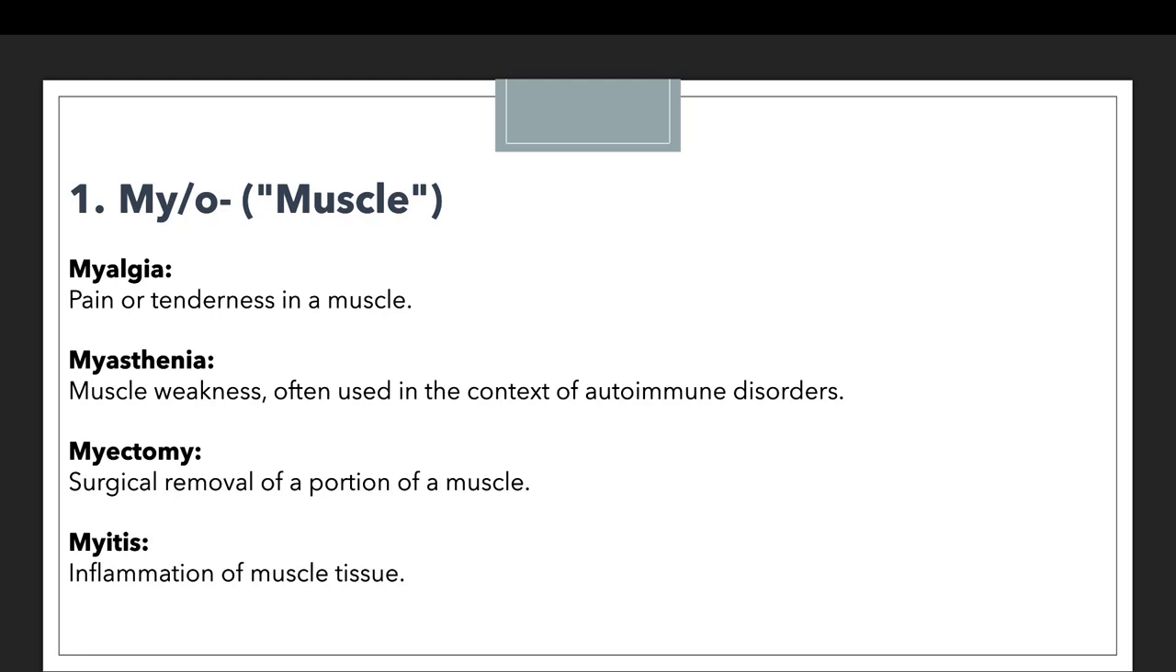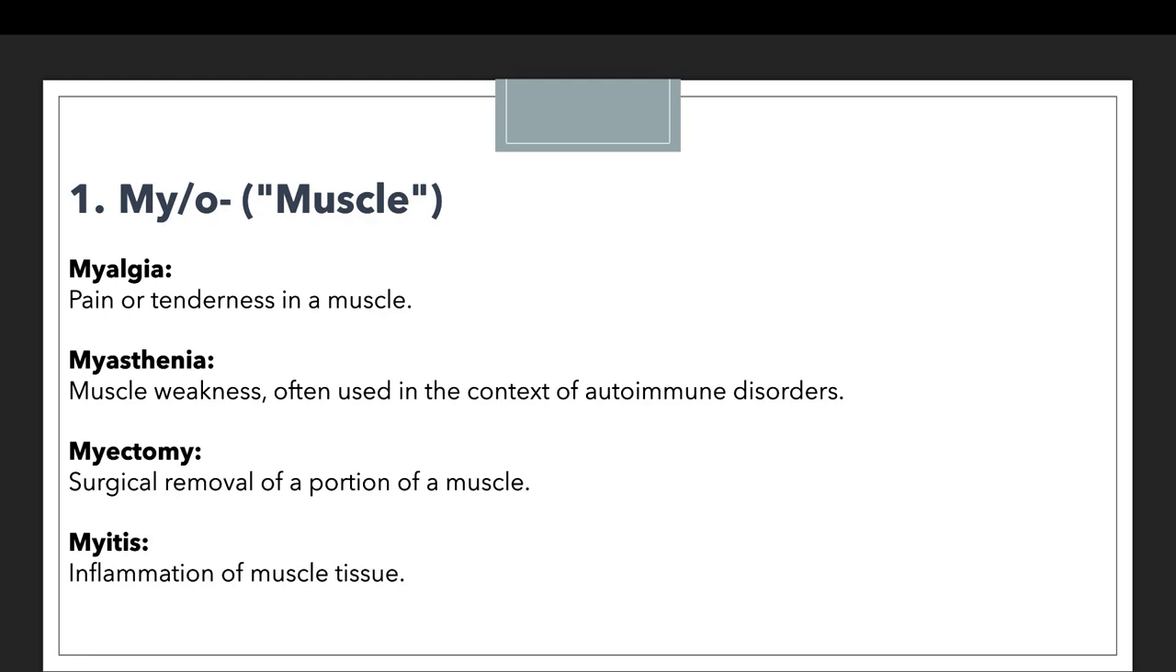Then we have myitis. Myitis means inflammation of the muscle tissue. So if, due to any reason, the muscle tissue is inflamed, then we will denote it with the help of the term myitis, which starts with the prefix my. If you look at all the examples again, you will find only one common thing between them, which is muscle.